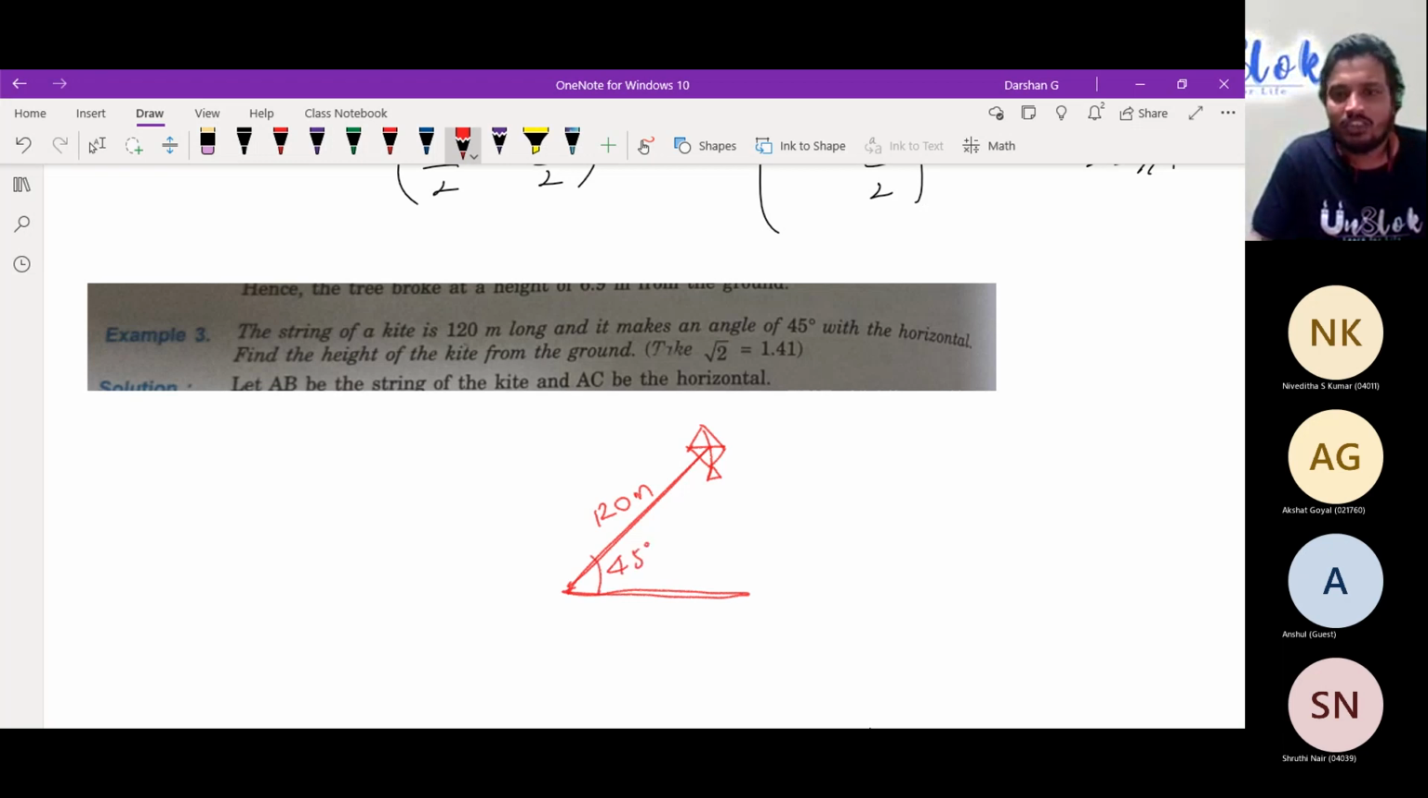Now you have to find the horizontal height. You have to literally find this height, which is h. So come on, try to do this and tell me. This is called an application of trigonometry, where we are trying to apply what we have studied in trigonometry.